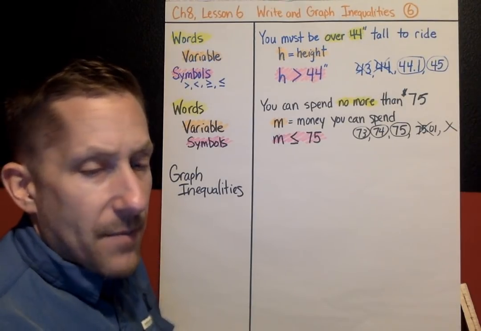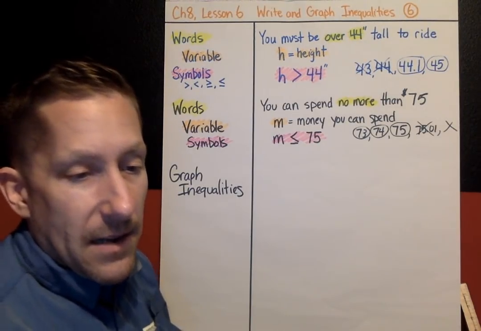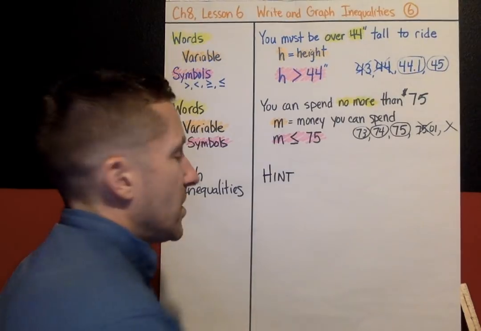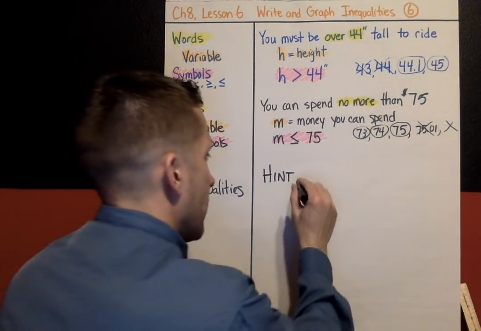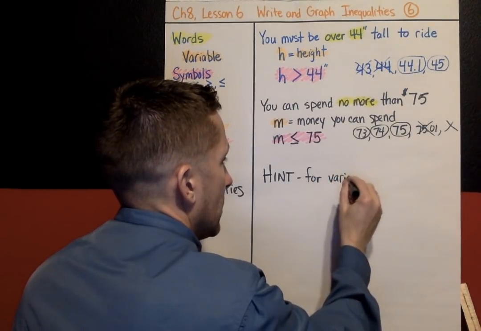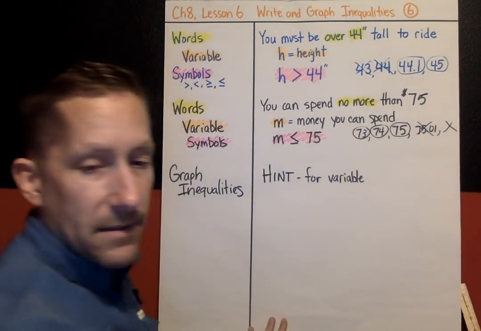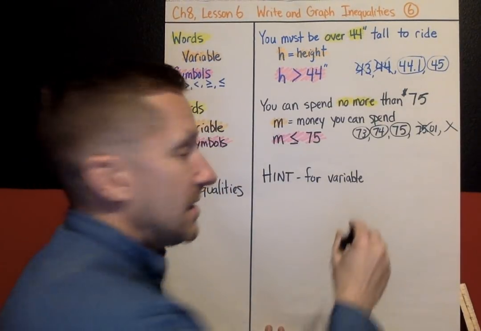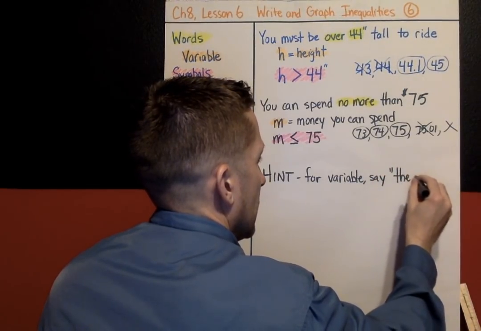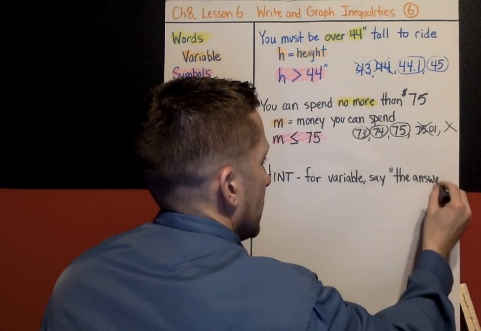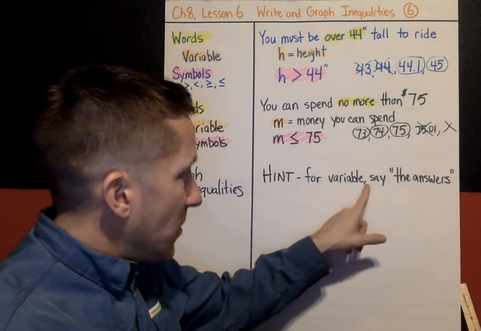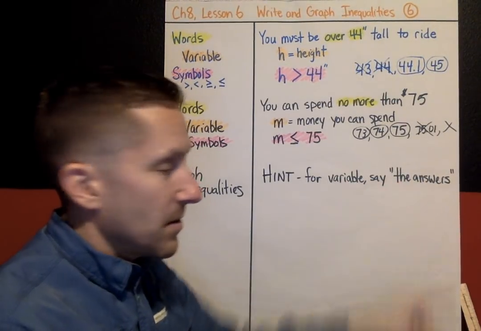My big hint for graphing inequalities is this. When you're saying the inequality for the variable, read the inequality as, for the variable, say the answers. I'll explain that in our examples. Instead of saying the variable, replace the variable and say the answers.